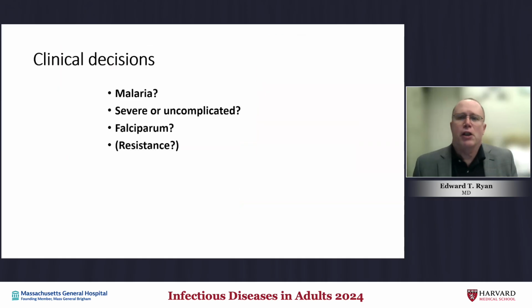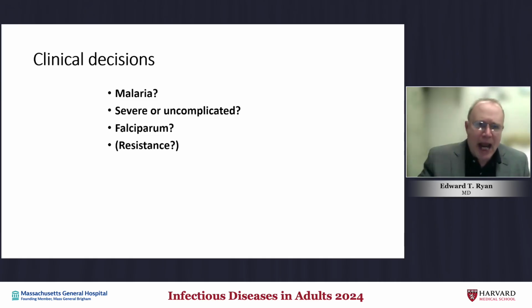So clinical decisions, which type of malaria? Do you classify this as severe or uncomplicated? And which species are you dealing with? And we look less now at resistance, and I'll tell you why. The classic used to be, oh, which species is it? And was it from a chloroquine resistant or sensitive part of the world? We've sort of moved away from that paradigm.